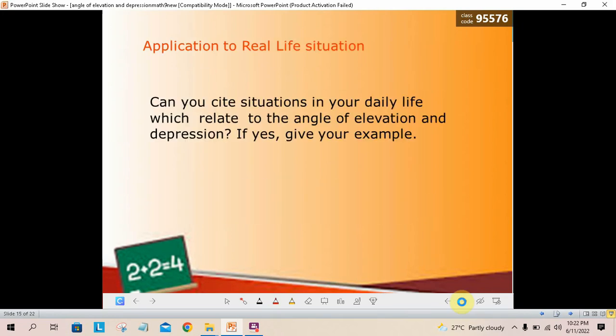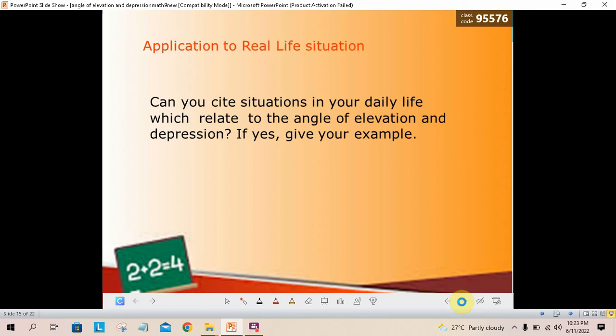Next is the application to real life situation. Can you cite situations in your daily life which relate to the angle of elevation and depression? If yes, give your example. You can comment down below for your example. If you're going to look up the sky, it means you are creating an angle of elevation. Once you look down on the ground, you are drawing angle of depression. There are many situations which we can relate this elevation and depression, right?